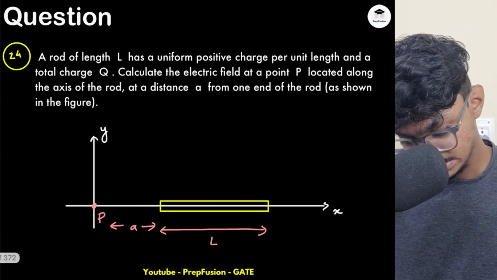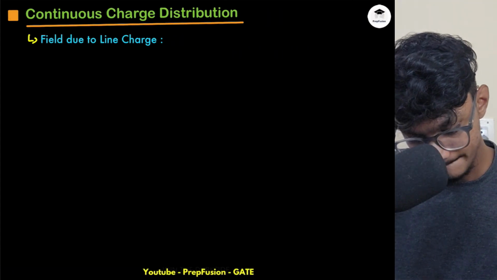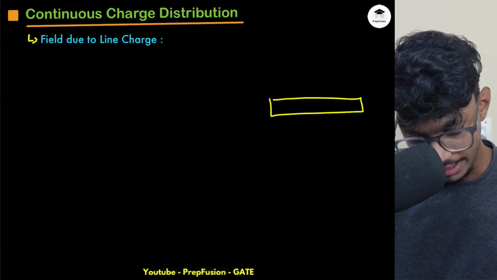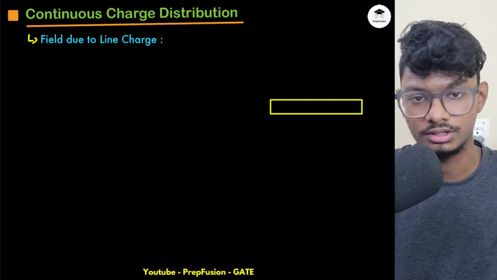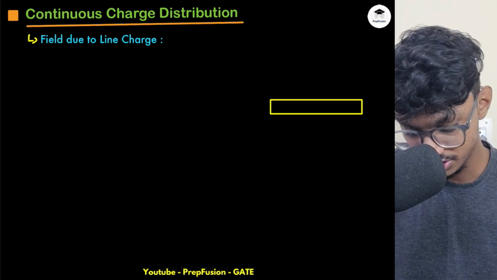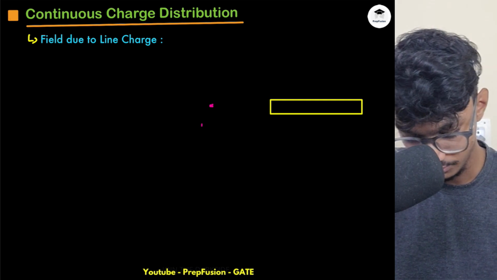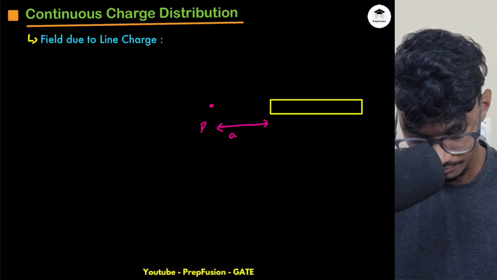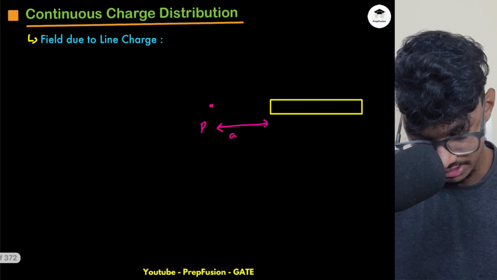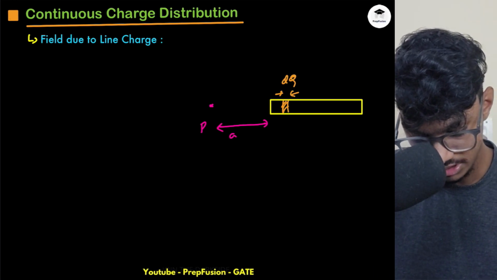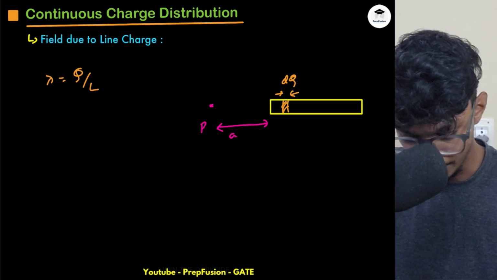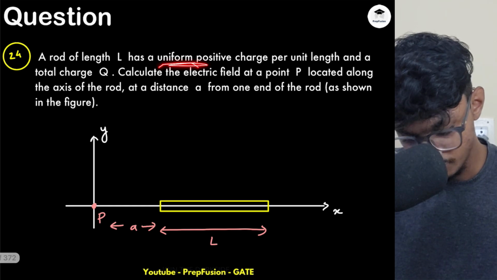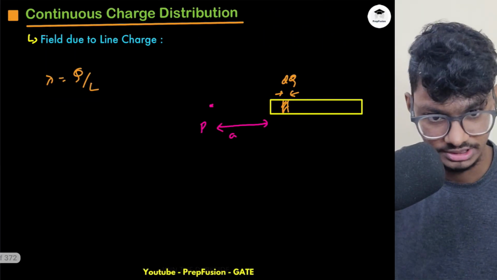So I will take this rod, and always when you don't know the electric field due to a non-uniform or non-standard shape, you just derive from basics. This is the point P. This distance is A and this overall length is L. So I will take a small section that will have dq charge. And what I know is lambda equals Q by L, because this is a uniformly positive charge, so lambda will be Q by L, it's constant.